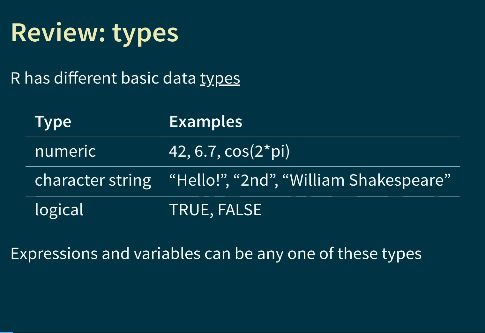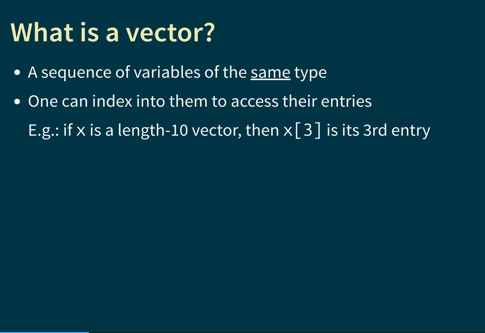And finally, we had logical values, and those are a bit special because unlike numeric values and character strings, which can take on a vast number of different values, logical values can only be true or false. There's no other option. And then we've seen that expressions and variables can be any one of these 3 basic types. So what we're going to be doing today is combining these data types into a sequence of values called vectors.